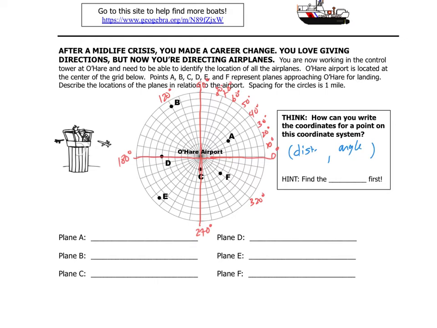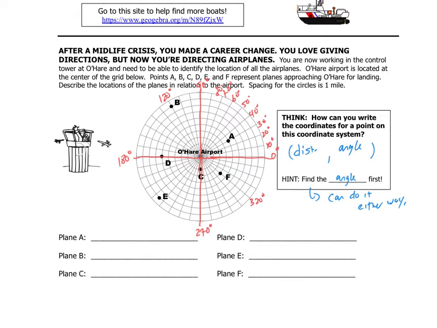the coordinates. It says hint, find the angle first. That's the way I like to do it, but I really think you can do it either way. Whichever way makes sense to you. I like to find the angle first and then the amount of the distance, but you may want to find the distance and then rotate it. So whatever works for you. Okay, so let's start trying to find some of these points.